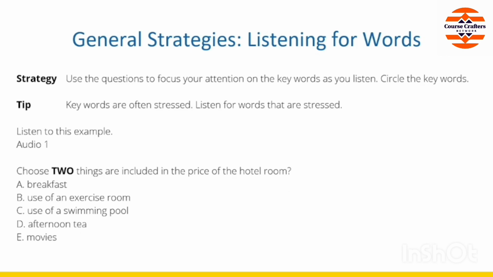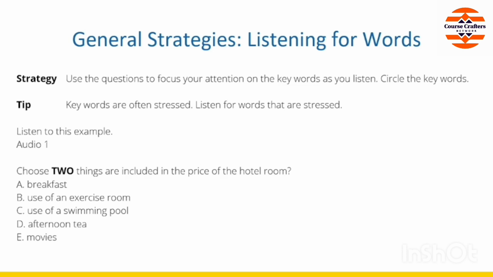And now we are going to review our first strategy of the listening test, which is a general strategy, and it's going to be about listening for words. Remember, when you are listening to different recordings in the IELTS test, you have to use the questions you have on your handout to focus your attention on the keywords as you listen. Remember, the most important part here is also to circle the keywords. And the most important tip is for you to remember that keywords are often stressed and you need to listen for words that are stressed. And as you know, stressed words always sound a little bit louder than the rest of the words.